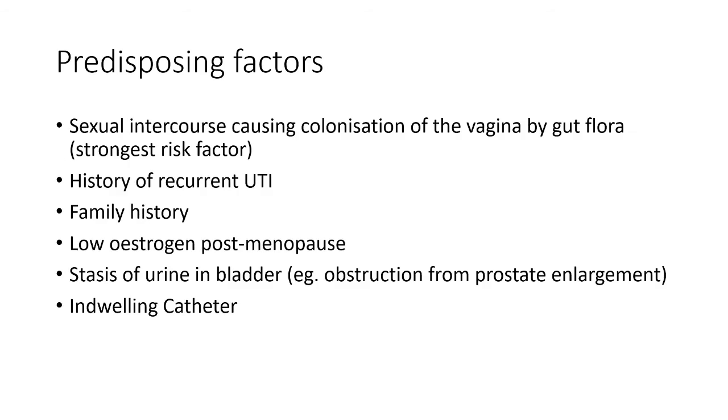Factors that increase the risk of having a UTI include sexual intercourse, where enteric bacteria are introduced in the vagina, history of recurrent UTIs, family history, low estrogen levels in postmenopausal women, stasis of urine in males with benign prostatic hyperplasia, and indwelling catheters in the elderly.